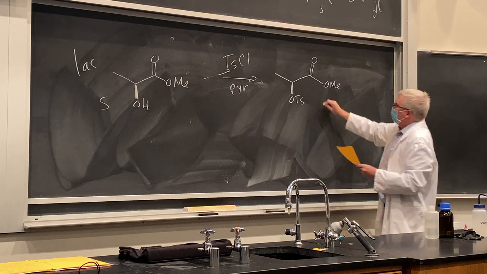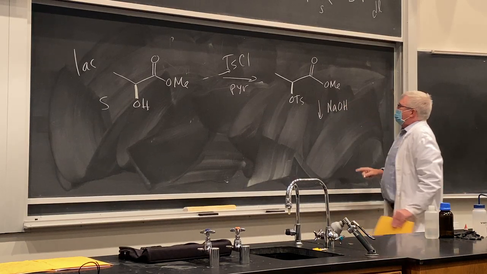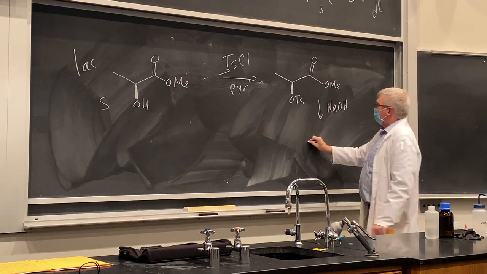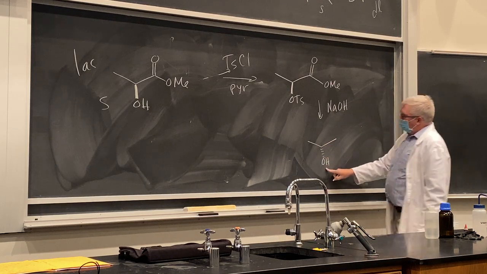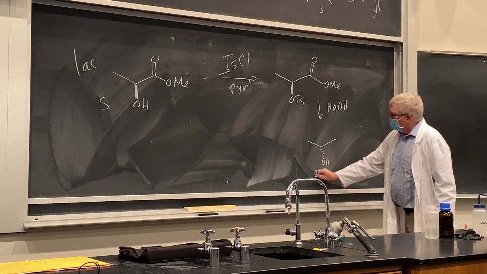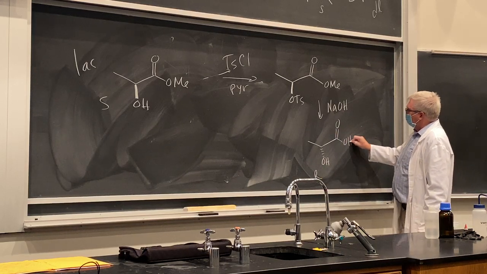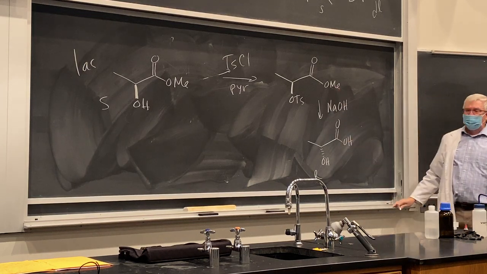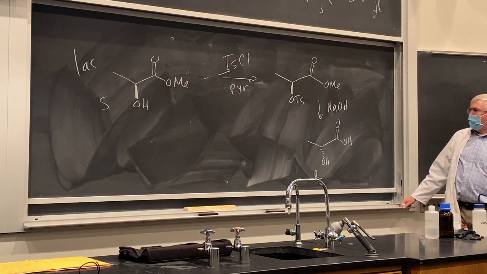And then if you take this and treat it with sodium hydroxide, and here's our charged nucleophile, secondary leaving group, now it inverts that. Gives an alcohol there. Now it's not S anymore. It's now R. Oh, and also hydroxide will hydrolyze esters back to carboxylic acids. So now it's the R form of lactic acid.